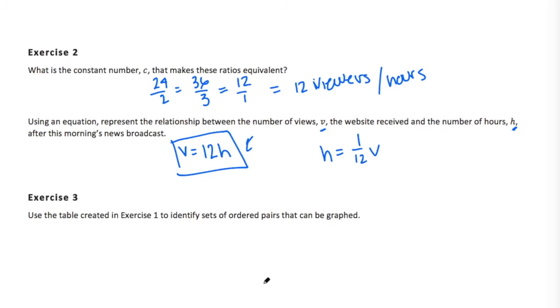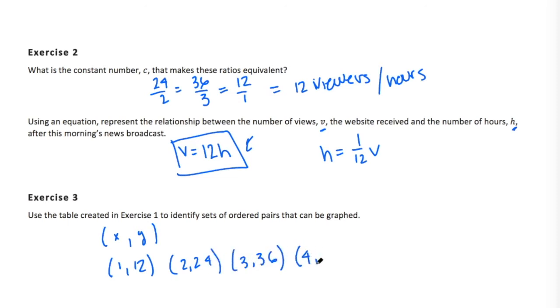So it says use the table created in exercise 10 to identify sets of ordered pairs that can be graphed. We kind of breezed over ordered pairs earlier, but this is no more difficult than just putting the values in the table into an x, y parenthesis with a comma between them. So this is the format, x, comma, y. So if we look at the table of values, we have 1, comma, 12. We have 2, comma, 24. We have 3, 36. 4, 48. 5, 60. And 6, 72.